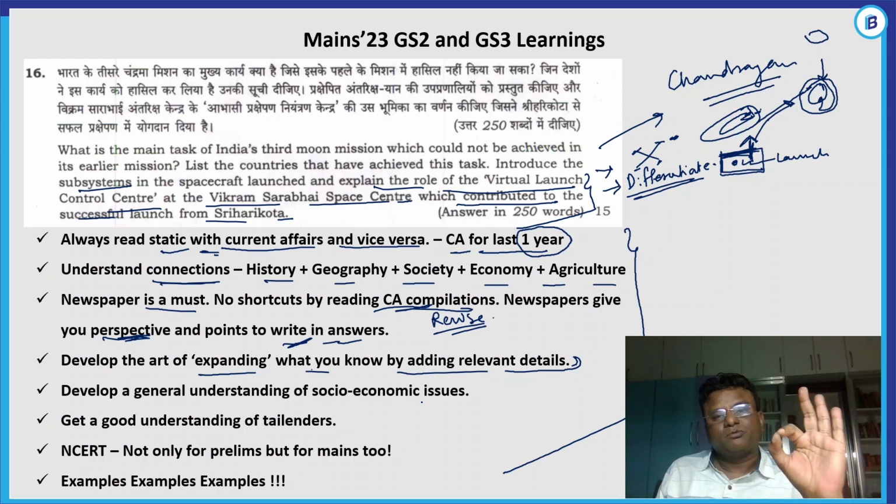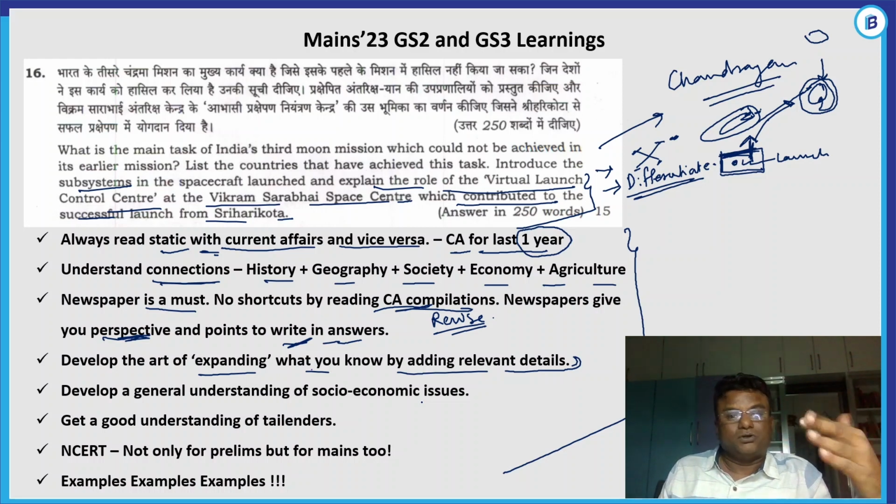Unless it is a fact-based direct question which you do not know, then you can say I don't know, or you can leave the question blank in the mains. But if it is an analysis type of question, asking about your opinion, then you can't leave it on the table, because you should be able to write your opinion. That is the art of answer writing. And that is the smartness that you bring while writing the answer.